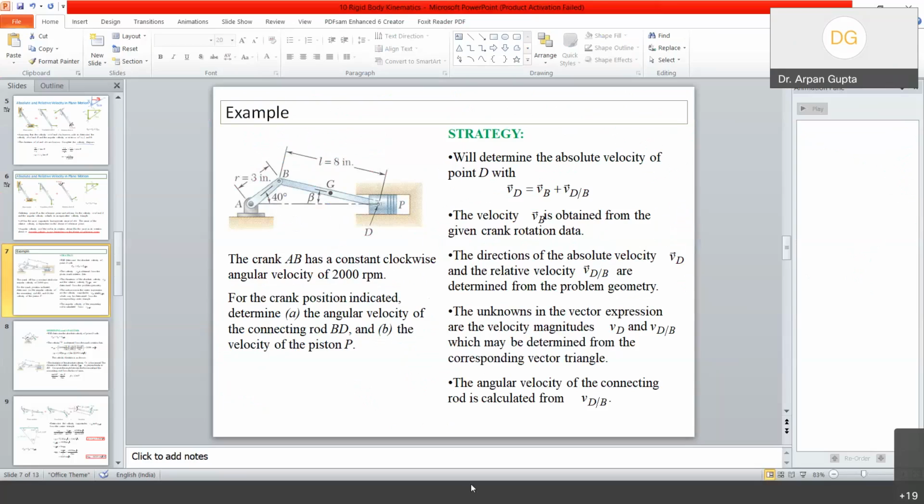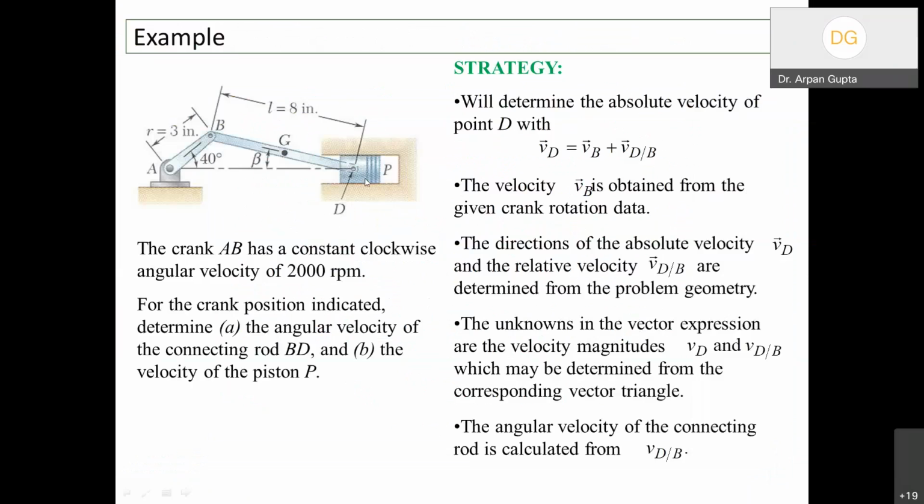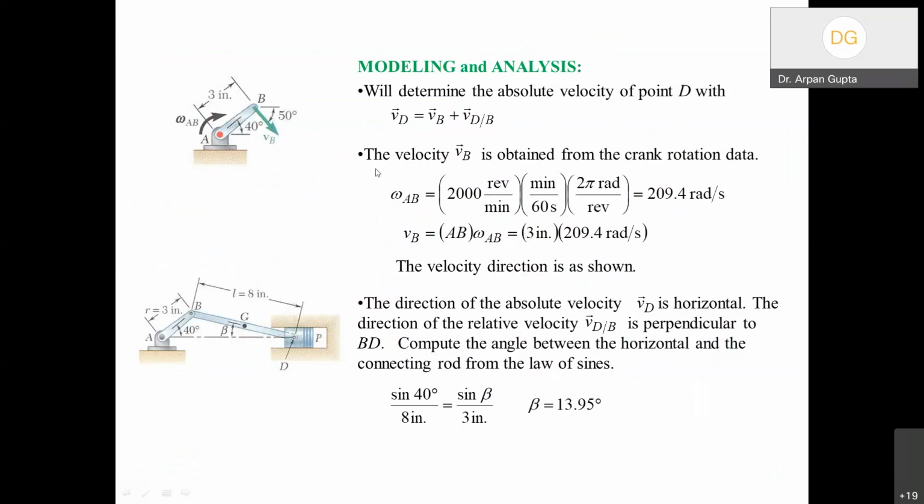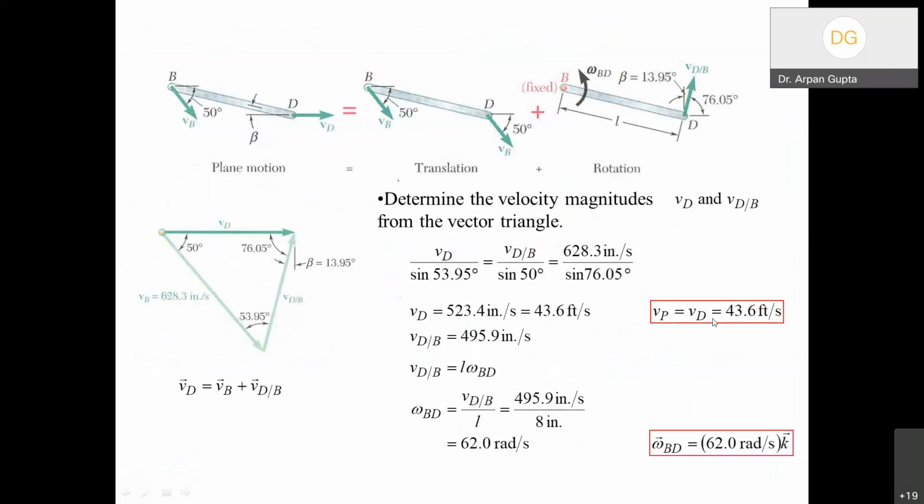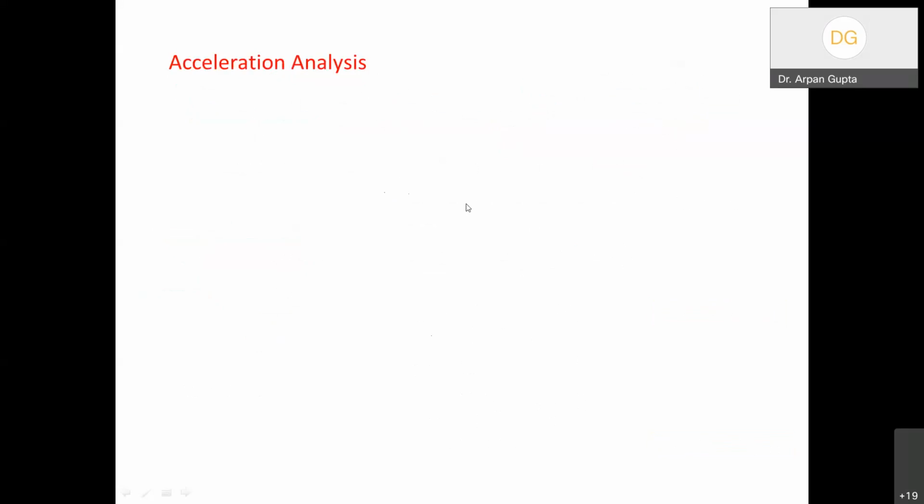I'll go back to my slides, and this is what we have done. I'll skip this; you can read it later on. We are a little short of time. Again, this is done in feet and inches units, but it's essentially the same idea. Acceleration analysis is what I have shown here, so I'm not putting it in these slides.